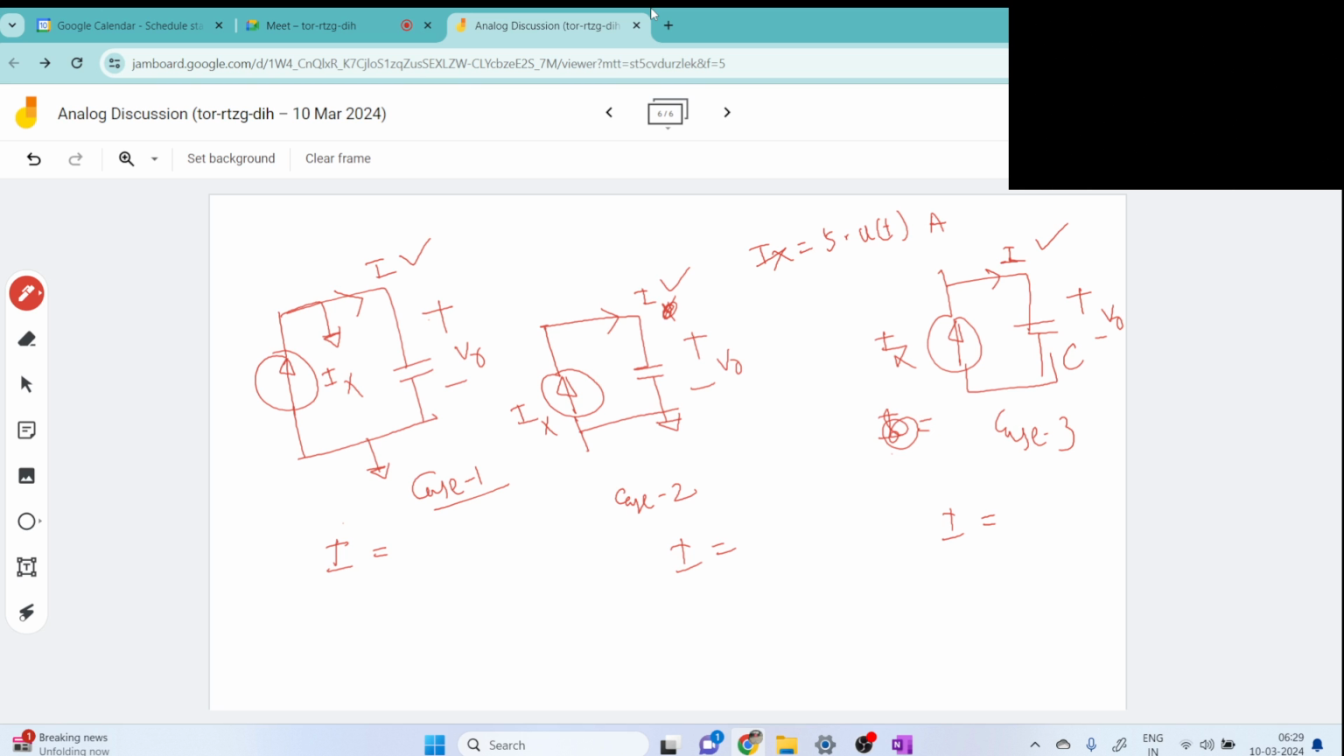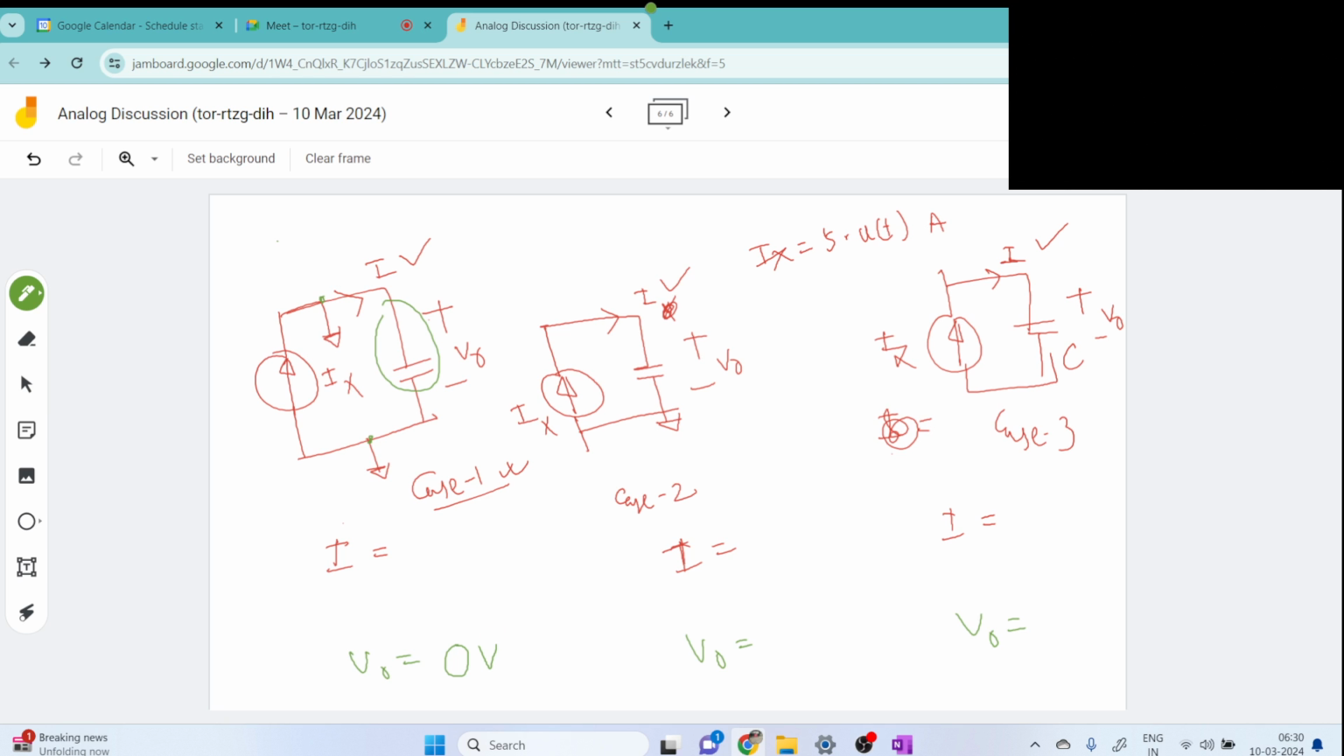Srijan will tell, or I will. Can I continue? Yes, I think I should try. Okay, you try. For the first case, here is grounded and here is grounded. So the V out for this case should be 0 volt.